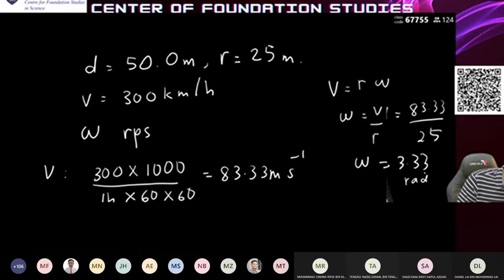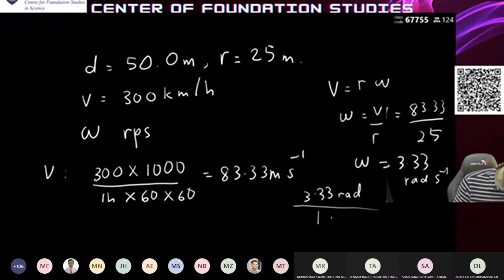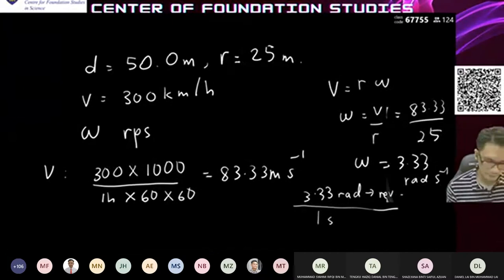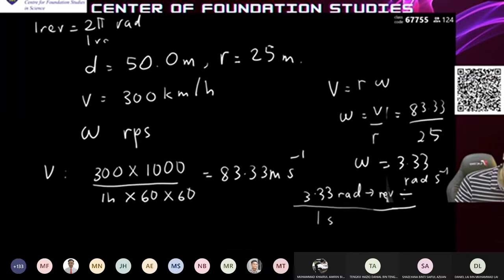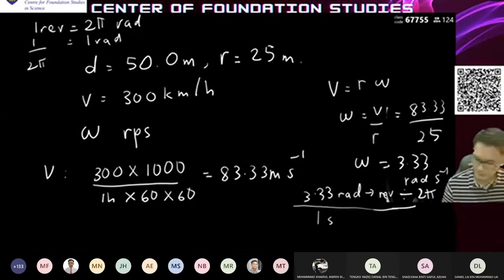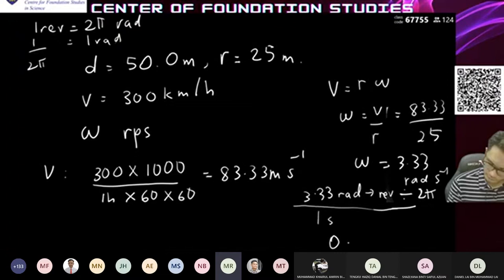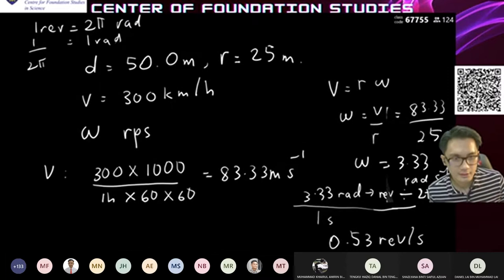The question asked for revolution per second. So we have to convert 3.33 rad per 1 second. Okay, radian to revolution, how to convert it? Divide by 2 pi or times 2 pi? Divide by 2 pi. Because we know 1 revolution is equal to 2 pi radian. So 1 radian is equal to 1 over 2 pi. So that's why we need to divide by 2 pi. And the second is not needed because it is already in second. So the answer is 3.33 divided by 2 pi, 0.53 revolution per second. Okay. So the answer earlier was not there, I didn't correct it. Sorry. Okay, whoever has downloaded, you correct the notes later.